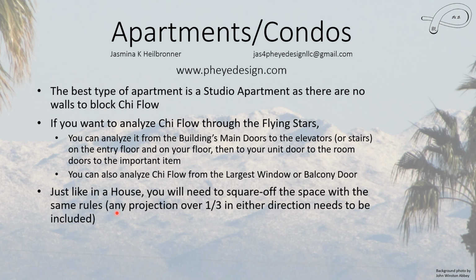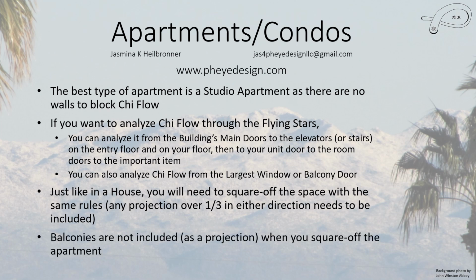Now, just like in a house, you need to square off the space, the area of your house or of your apartment or condo. And any projection that's over 1/3 in either direction needs to be included. That's the same rule for the house, and I'll show you some examples. Now, the balconies are not included as projections when you square off the apartment because they are outside. The outside air is directly interacting with them.